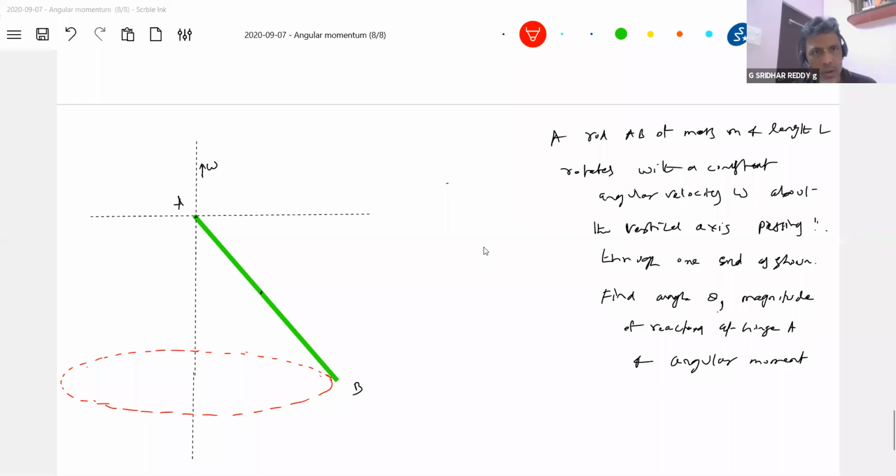Angular momentum and all other things I'm asking. So what is that angle theta? What are the given things? Omega is given, length is given, mass is given. So we should find out that angle theta. First we'll do one thing: first we'll get the angle theta. How to get that angle theta?